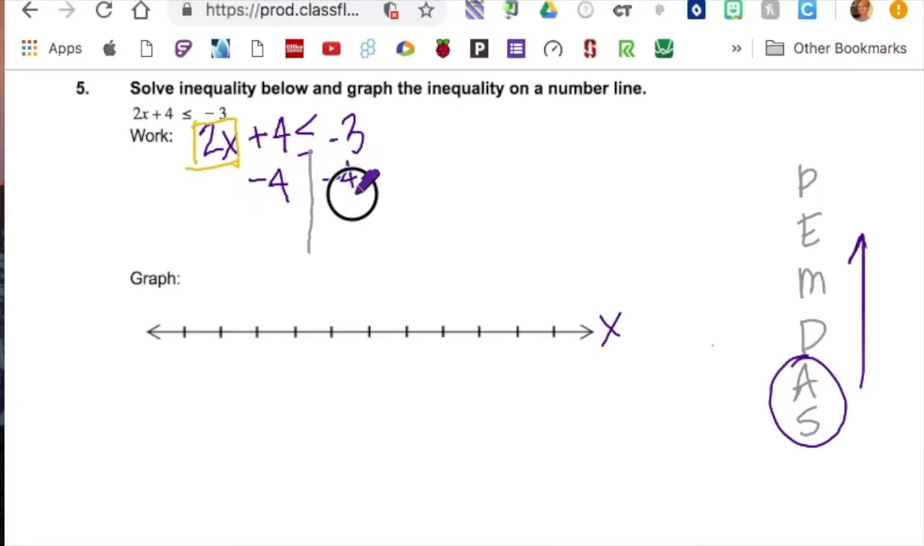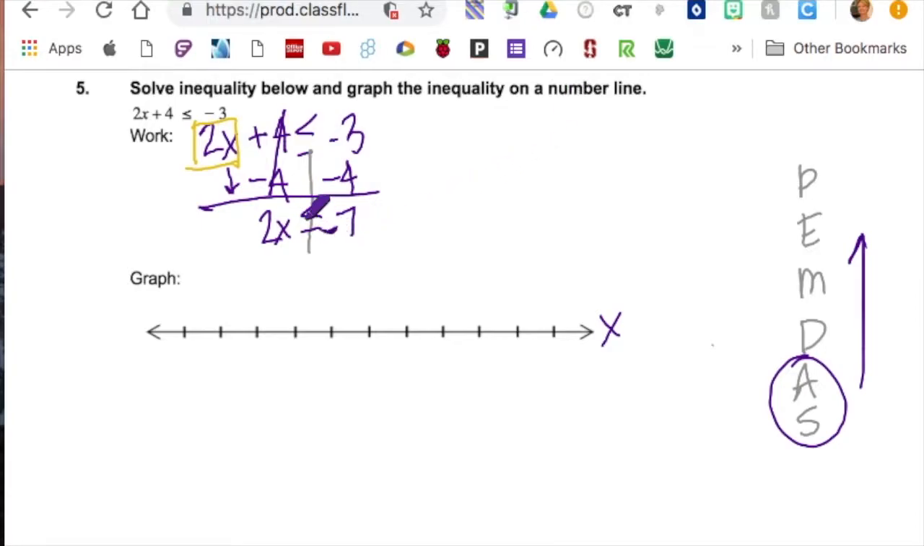What we do on one side, we're going to do on the other. So plus 4 minus 4, it just leaves me with that 2x. Once it's by itself, it can come out of the box. 2x is less than or equal to negative 3 minus 4. They have the same signs, so I'm going to add them and keep the sign. So it's negative 3 plus negative 4, which is going to be negative 7.